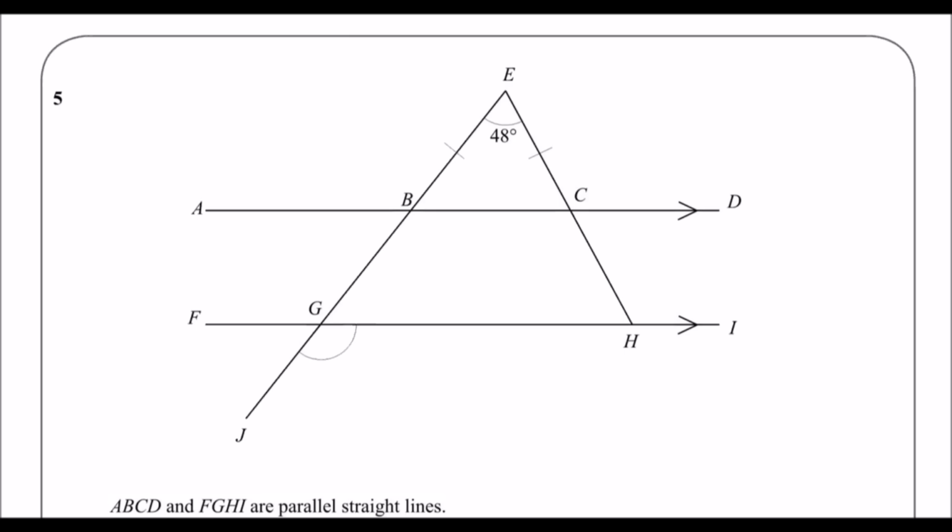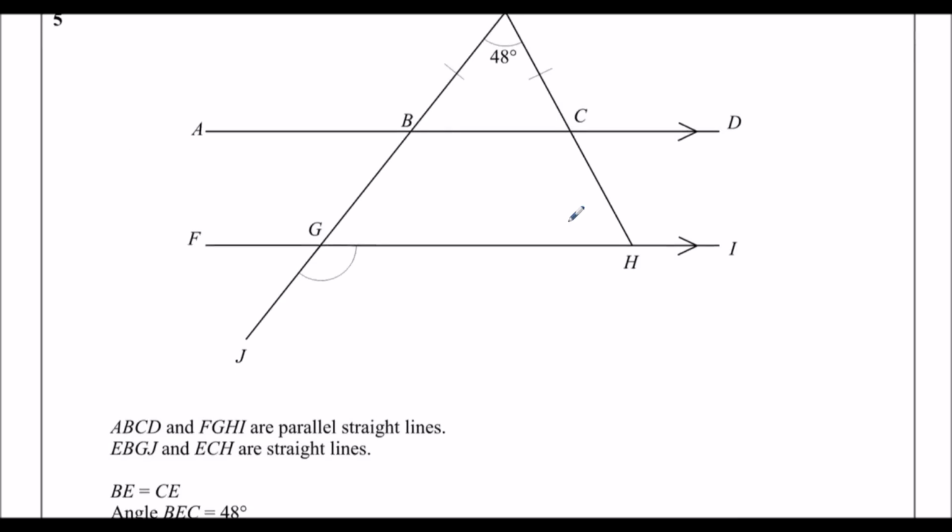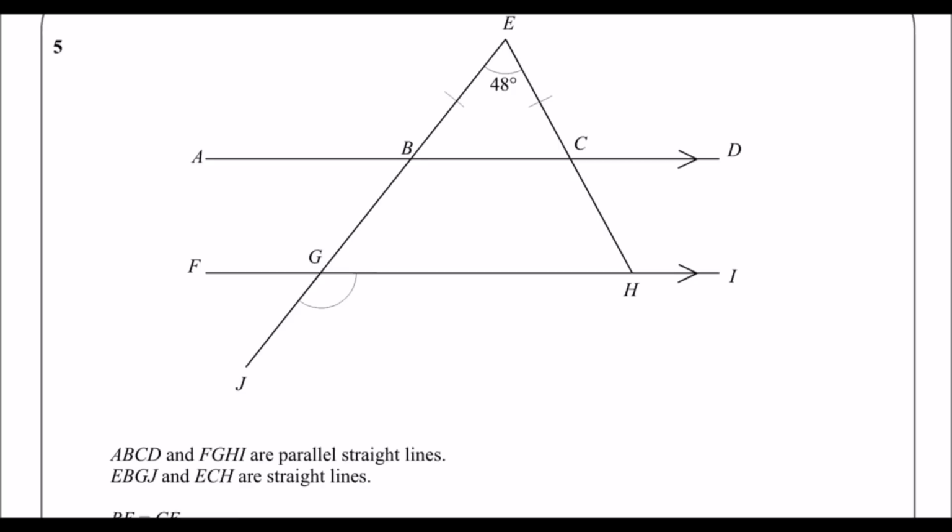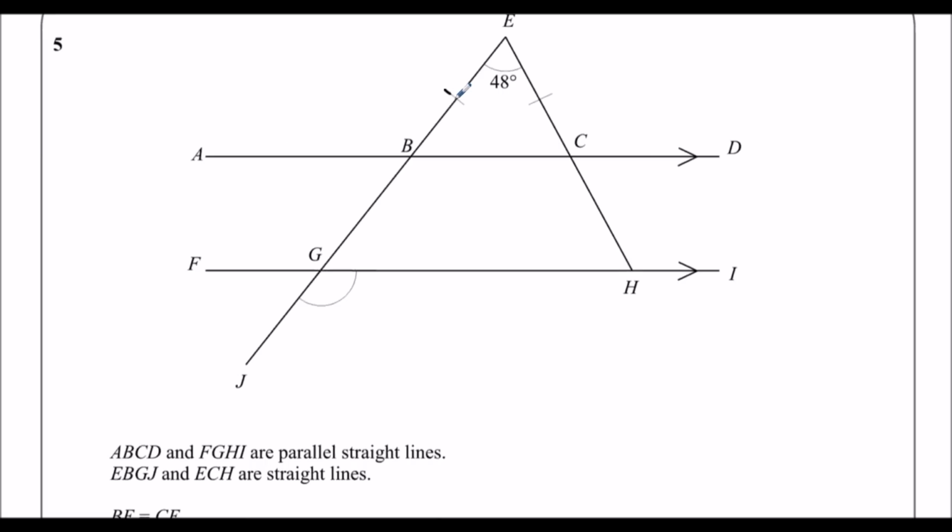Question 5. So we have A, B, C, D and F, G, H, I are parallel straight lines. E, B, G, J and E, C, H are straight lines. B, E is C, E. B and C are equal. They're shown by these lines. That means the 2 lengths are equal. And the parallel lines are shown by these arrows.